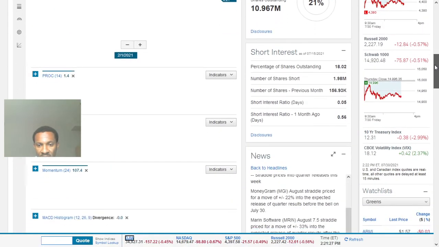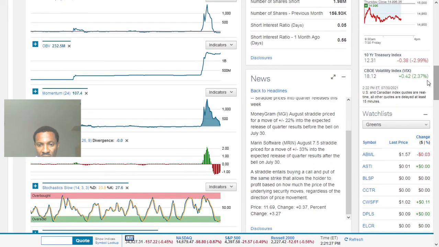It says here, okay, it's an option news. It says Marine Software's August 7.5 straddle priced for a move of plus or minus 33% into the expected release of quarter results after the bell on July 30th. So a straddle obviously entails buying a call and put of the same strike that allows the holder to profit based on how much the price of the underlying security moves, regardless of the direction of the price movement.